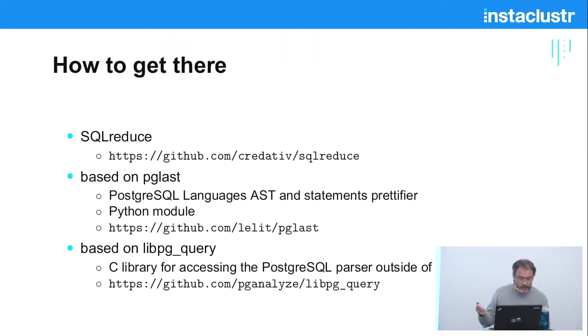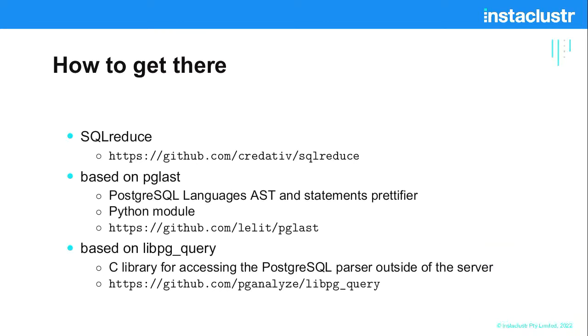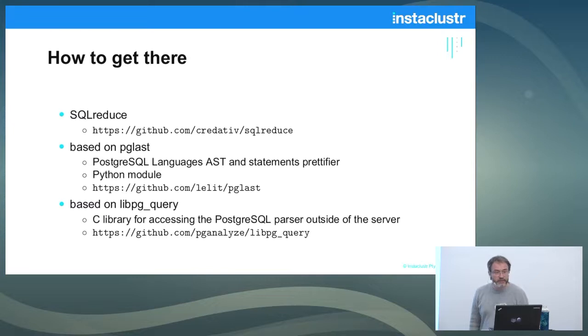So, yeah, how does this work? This is what this SQLreduce tool does. It's basically the opposite of SQLsmith, which generates queries. This one cuts the queries down again. The tool is based on a library called pglast, which is a Python module that exposes the Postgres parser in Python. And that module itself is based on libpg_query, which is the C library which drives the whole thing.